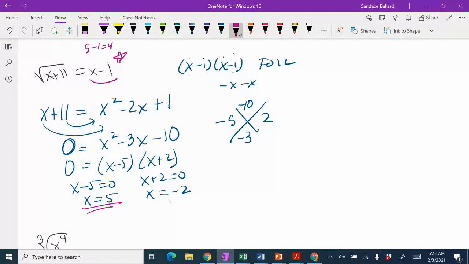When I put the 2 in, I get negative 2 minus 1 equals negative 3. I know I cannot have a radical equal to a negative, so this answer is extraneous.